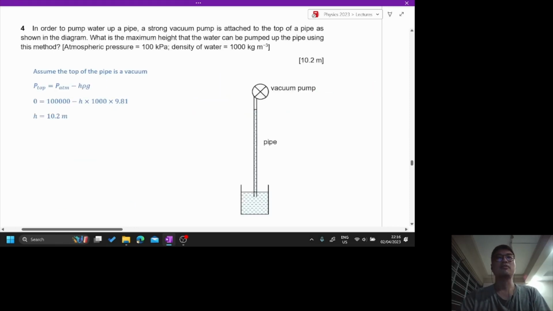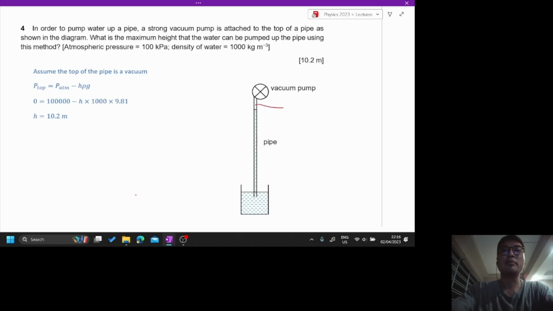Now let's take a look at question 4. In order to pump water up a pipe, a strong vacuum pump is attached and tries to suck water up the pipe. What is the maximum height that the water can be pumped using this method? Since this is a vacuum pump, maximum height will occur when the vacuum pump is operating at maximum strength. That means the pressure at the top here will be a vacuum, which is 0 pressure. The vacuum is quite unrealistic and will never happen in real life, but the pressure at the top is 0.